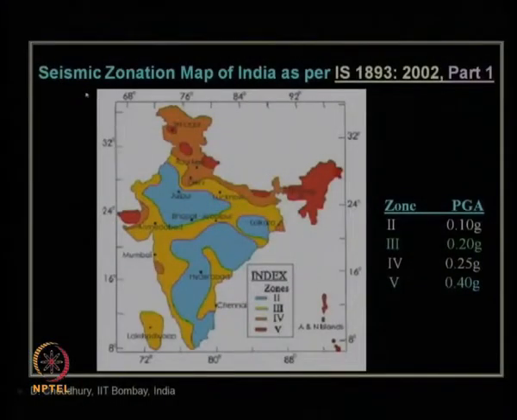Now, let us see what our Indian seismic code says about the seismic zonation process for India. If we look at the seismic zonation map of India as per our Indian standard code, IS 1893 is the code which we use for the seismic zonation map.